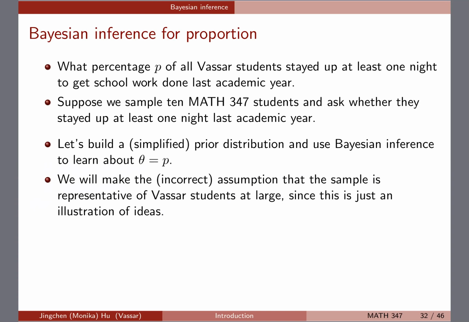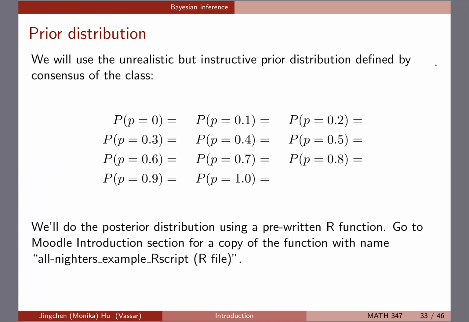Also, it's super important to note that we will build a simplified prior distribution. You will see that soon. Also, make sure you note the assumption: when we take the sample of 10 people from our class, it's actually not a representative sample of the VASA student body. So this is an incorrect assumption, but we're going to do it for now. But for any statistical model or inference you're doing, it's super important to notice whether you have any kind of limitation.